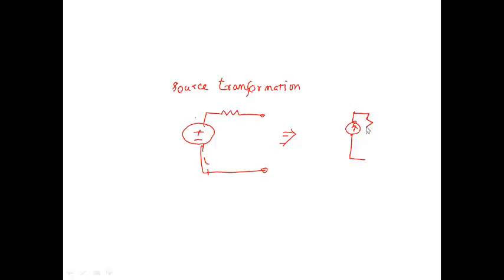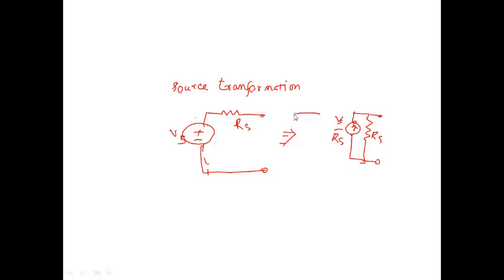So in that case, what is the procedure to transform a voltage source to an equivalent current source? This is RS, the source resistance, and here we can transform it to a current source just by replacing the voltage source with a current whose magnitude is this. The direction is the same as that of the polarity of the voltage source, and it is in parallel with a resistance RS.